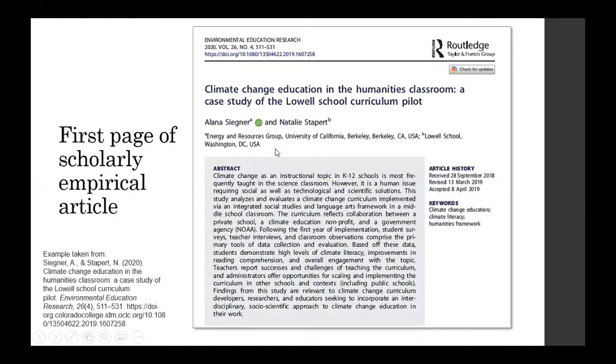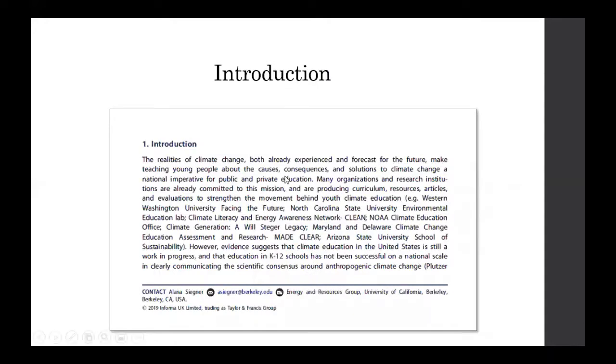So here's the first page of a scholarly empirical article. And you can see there's the title, authors, their affiliation, the abstract, the name of the journal, which is Environmental Education Research, and it was published in 2020. Here's the introduction, which I think was on the front page of that article. It should be an overview, an introduction to a research question or a problem. In some articles, they will combine the literature review and the introduction into one section. Sometimes they keep that separate.